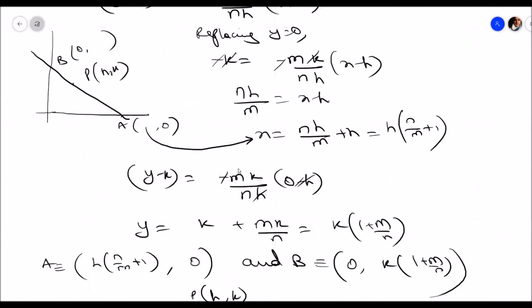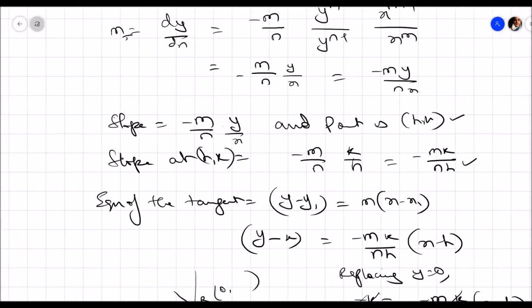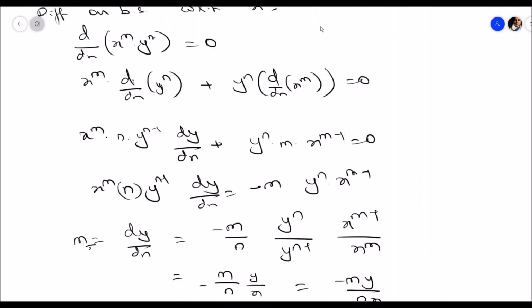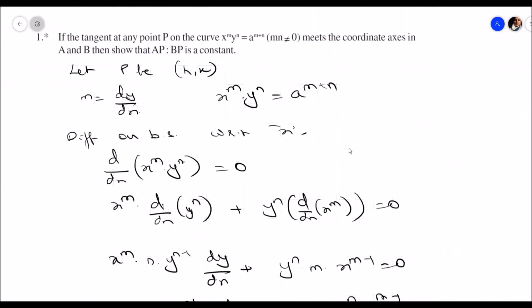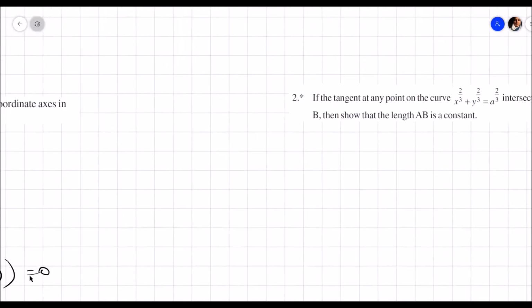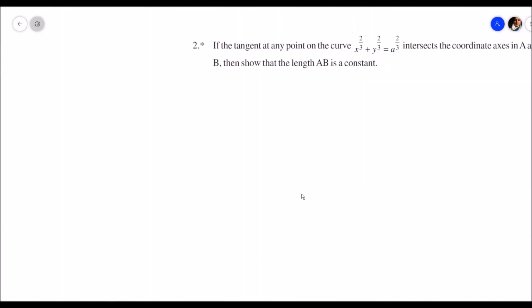So that's what is asked to be proven. You just need to prove that PA by PB is a constant. Just check the question once again. This is what you need to do. It's just based on calculation, so you need to be very careful. Very little of it is differentiation and the rest is purely calculation based. Okay, and then let's move on to the next question.